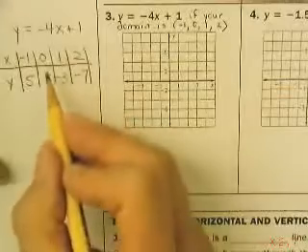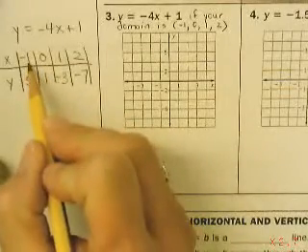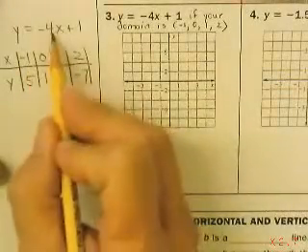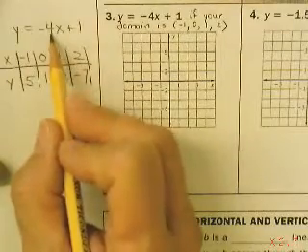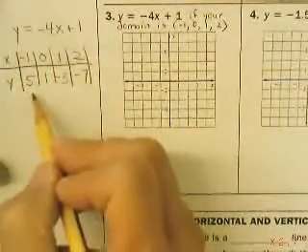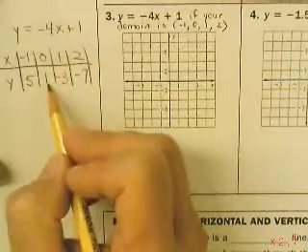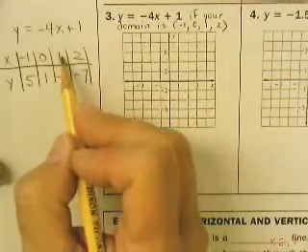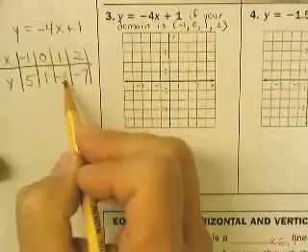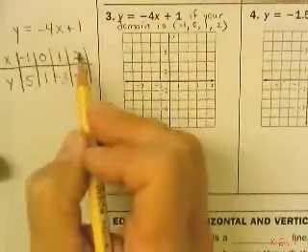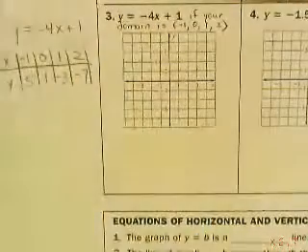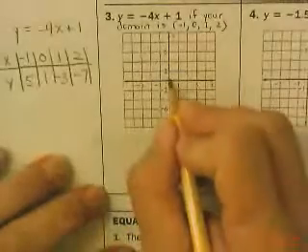Okay, let's see if I did this right. If I plug in -1, this becomes 4 plus 1 is 5. If I plug in 0, this is 1. If I plug in 1, this is -3. And if I plug in 2, it's -7. Yes. Okay, now let's graph these.